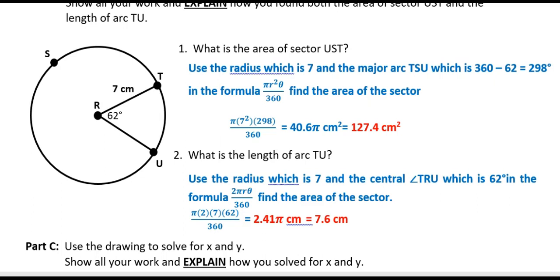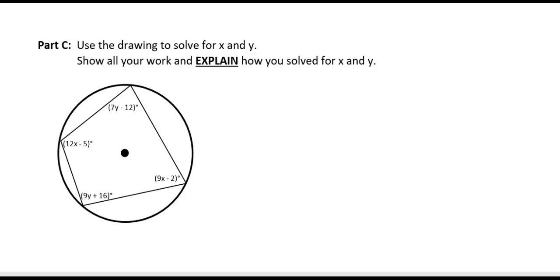Same thing down below. Use the radius, which is 7, and the central angle TRU, which is 62, in the formula. Find the area of the sector. So this is number 3, part C. We're going to use the drawing to solve for x and y, and we're going to show all our work and explain how we solve for x and y.